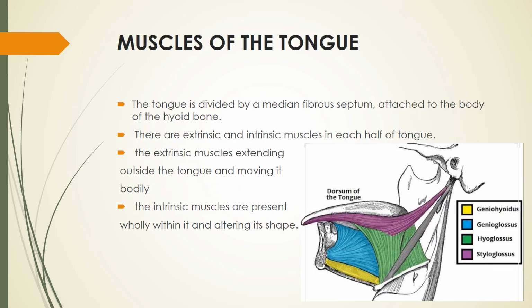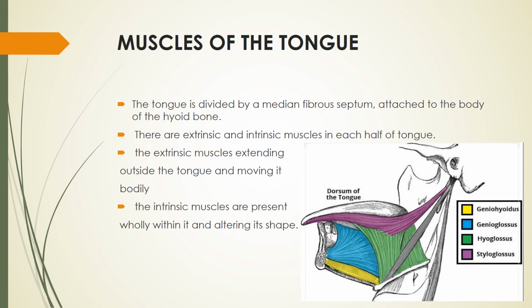Tongue is divided by a median fibrous septum. This septum is attached to the body of the hyoid bone and divides the tongue into equal right and left halves. Each half consists of extrinsic and intrinsic muscles. Extrinsic muscles are those muscles which extend outside the tongue, while intrinsic muscles are present wholly within the tongue and are responsible for altering its shape.